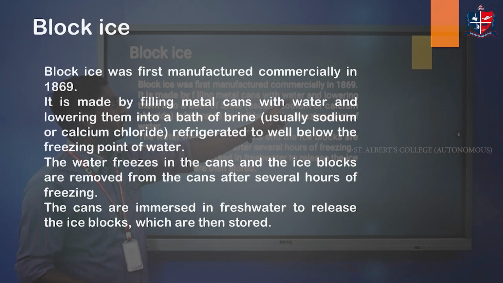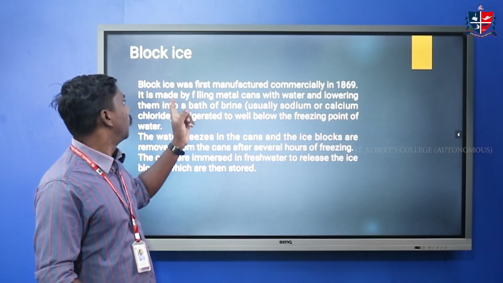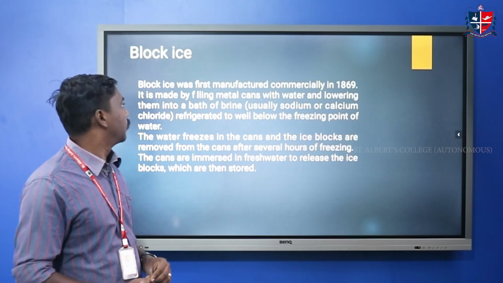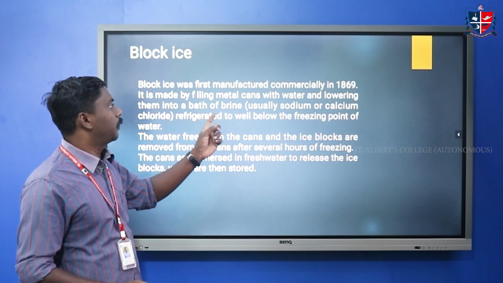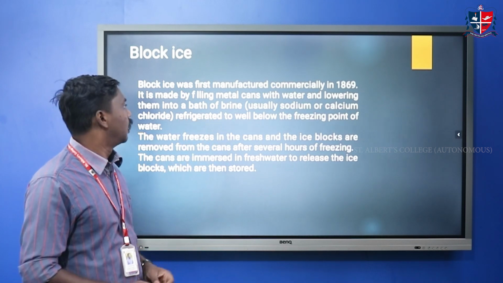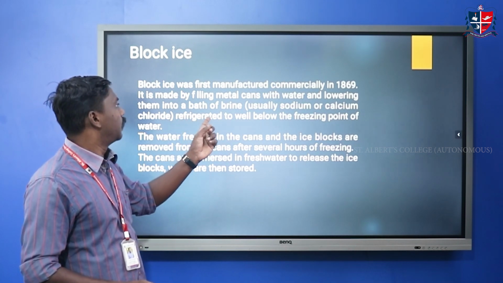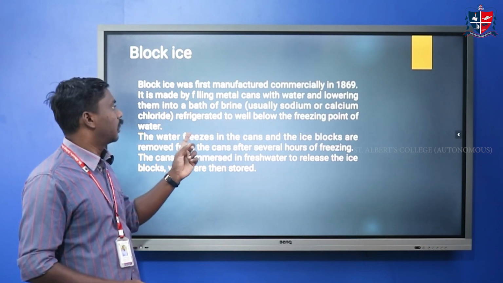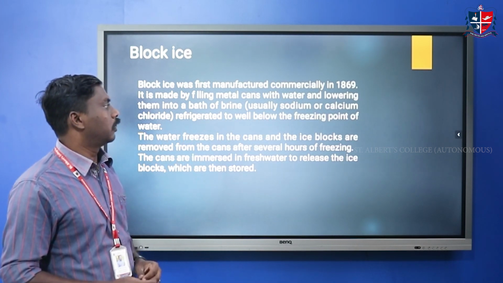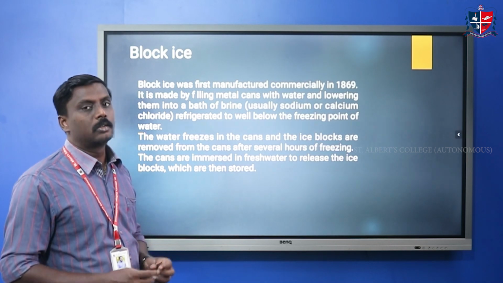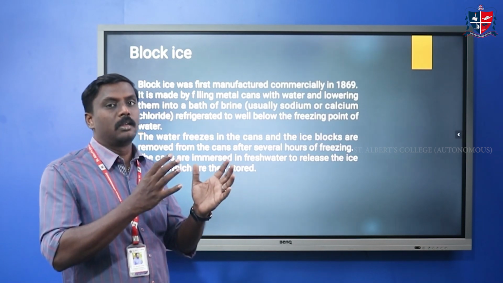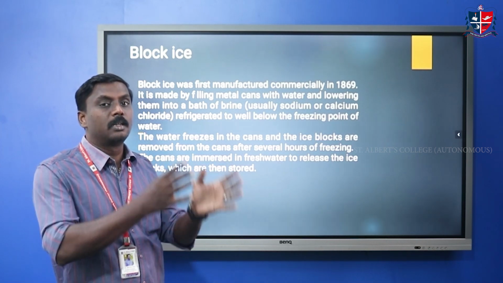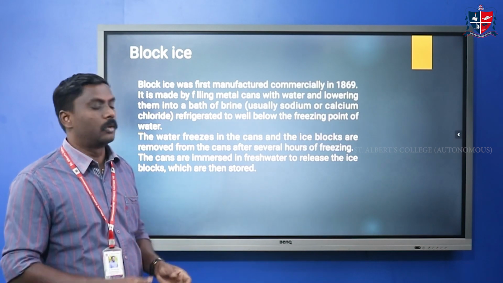Block ice was first manufactured commercially in 1869. It is made by filling metal cans with water and lowering them into a bath of brine, usually sodium or calcium chloride, refrigerated to well below the freezing point of water. So the water kept in cans is immersed in a brine solution.